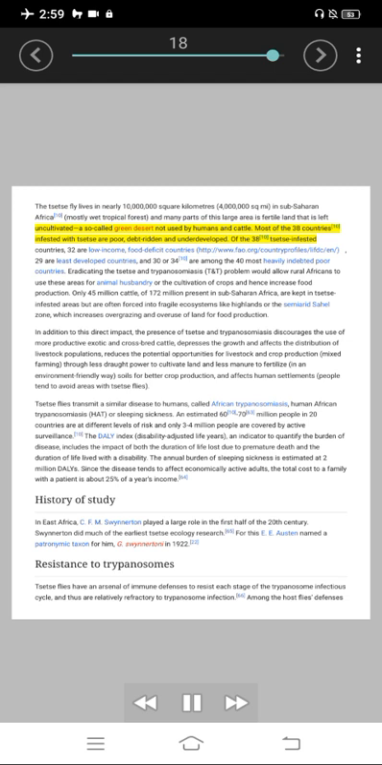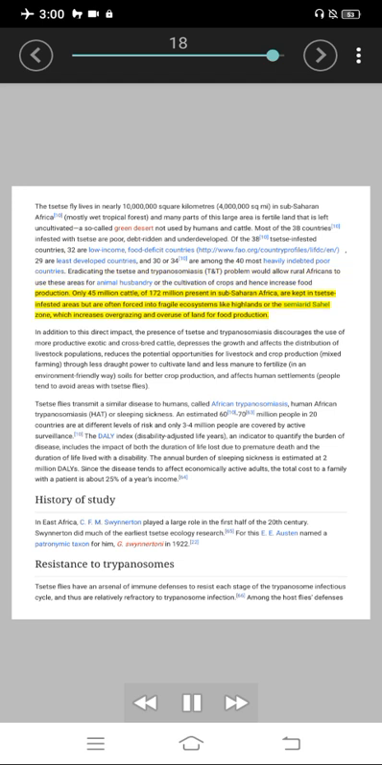Most of the 38 countries infested with tsetse are poor, debt-ridden and underdeveloped. Of the 38 tsetse-infested countries, 32 are low-income, food deficit countries, 29 are least developed countries, and 30 are among the 40 most heavily indebted poor countries. Eradicating the tsetse and trypanosomiasis (T&T) problem would allow rural Africans to use these areas for animal husbandry or the cultivation of crops and hence increase food production.